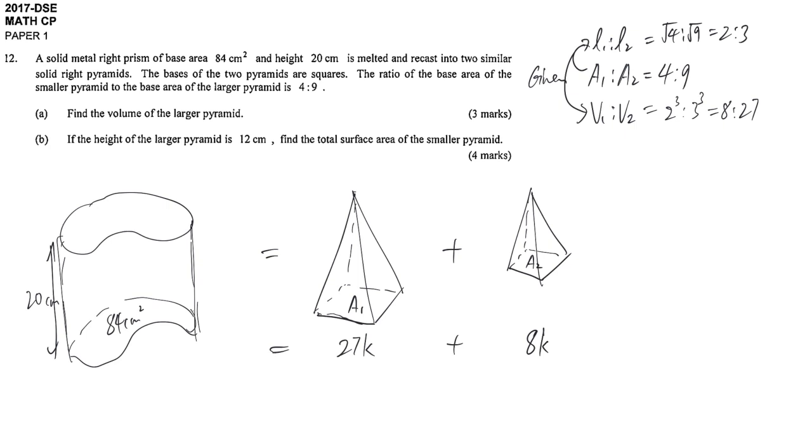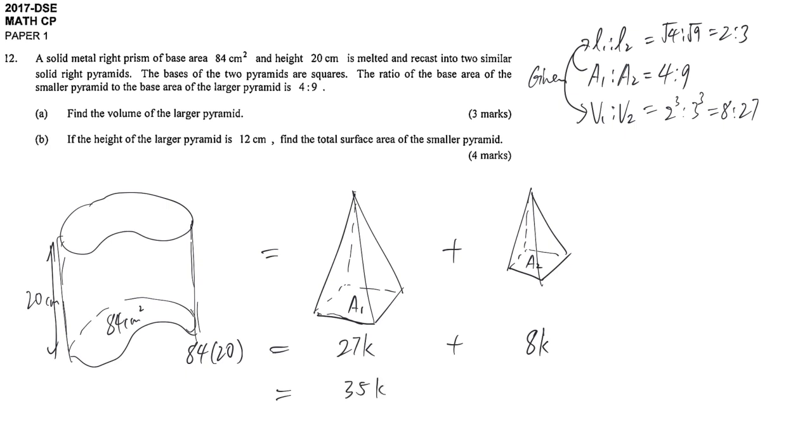So now that means the total volume is 20 times 84, base area times height, and that will equal the volume of the larger pyramid plus the volume of the smaller pyramid. Why we let 8K and 27K is because of this ratio. And if we let it in this way, then we have only one unknown, then we can solve K afterward.